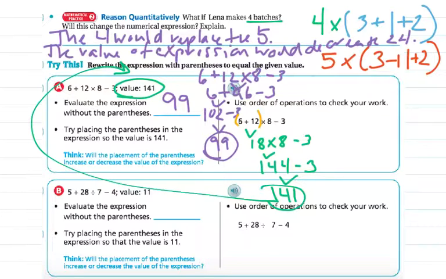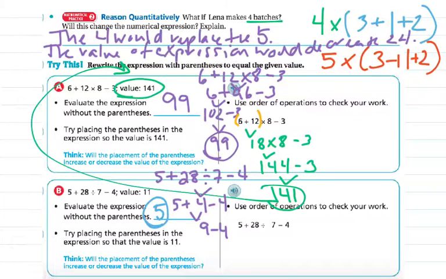Next we're going to try another example like this, students. So it says evaluate the expression without the parentheses first. And what we're going to do then is try to place the parentheses in the expression so the value is 11 the second time around. So first, I'm going to evaluate it without parentheses.